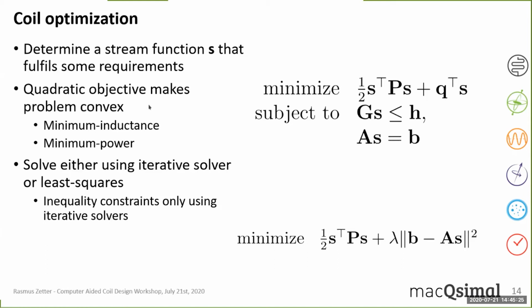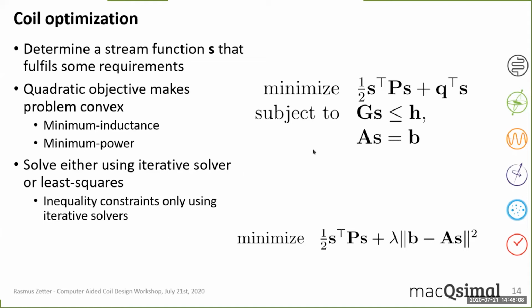Typical physical quadratic objectives that people use are minimum inductance: minimize the inductance of the surface current density while fulfilling some requirements, and also minimum power. Especially when we have larger currents, people tend to use that. In bfieldtools, we can solve these optimization problems either using numerical iterative solvers or the standard least squares approach. The largest difference is that we can't use inequality constraints using least squares.